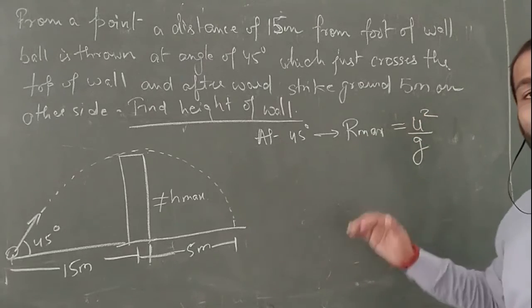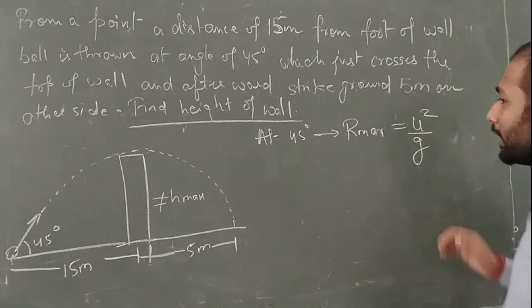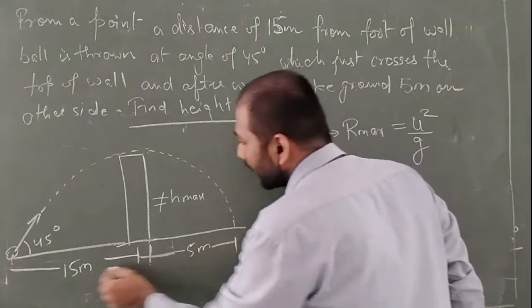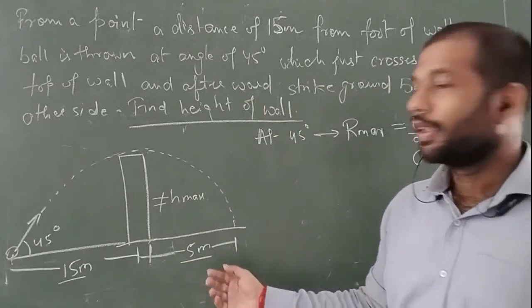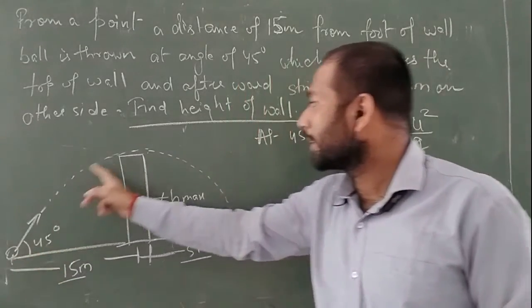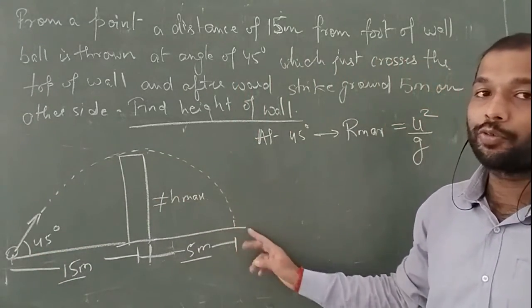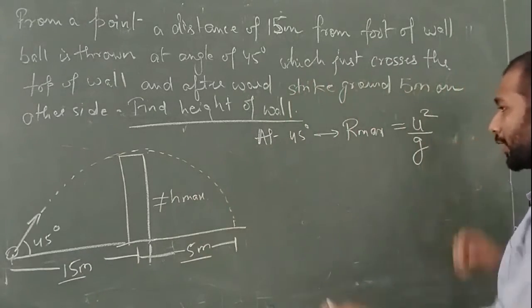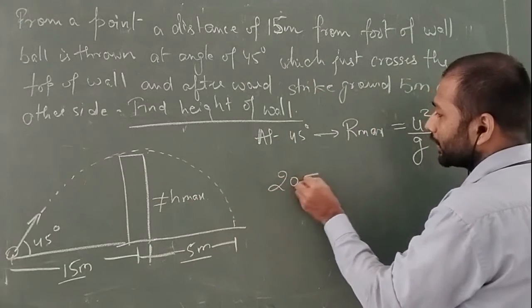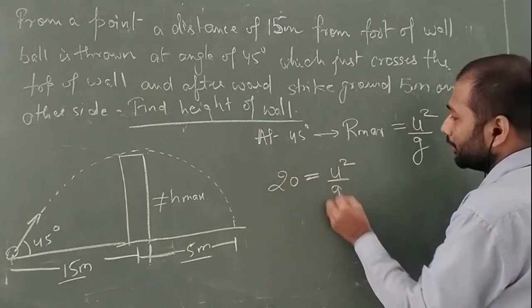Alright, so this is also the biggest clue in our question. So you can use the range, that is 15 meter plus 5. This is the total sum, because your ball has started from here and it finally reaches the ground at this point. So what can be the total range? That is 5 plus 15, so that will be equal to 20 meters, which is equal to u square upon g.